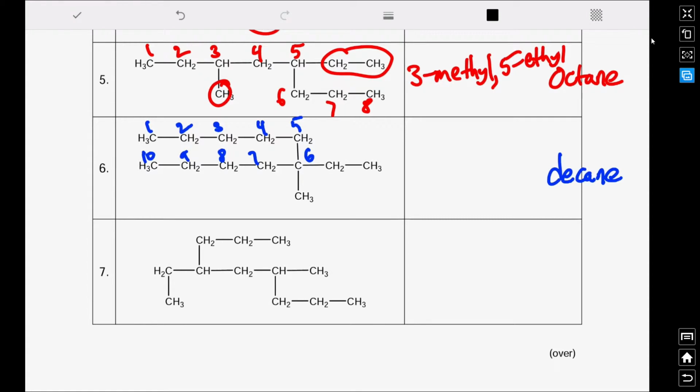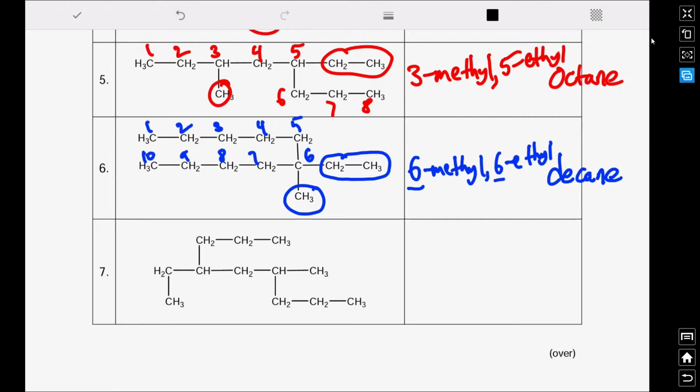Now we just have to look for, what are my branches? My branches are a methyl and an ethyl. Now, you may want to write this right away as a 6 methyl, 6 ethyl decane, and it would not technically be wrong, but chemists do have a convention. The one convention we have when writing organic compounds is we try to get the numbers to be as small as possible. Okay, so we wanted to get these numbers as small as possible.